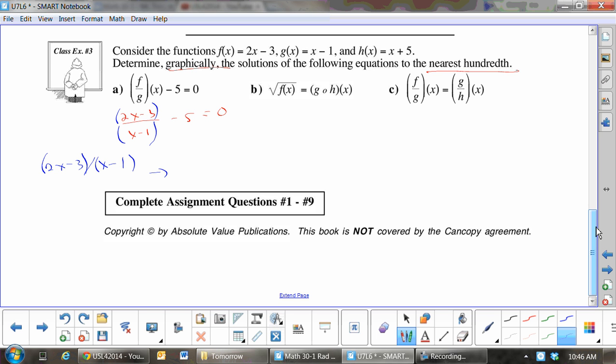Okay, so what do you get? You want to put all of this into y1, put this into y2. Okay, everybody try it.